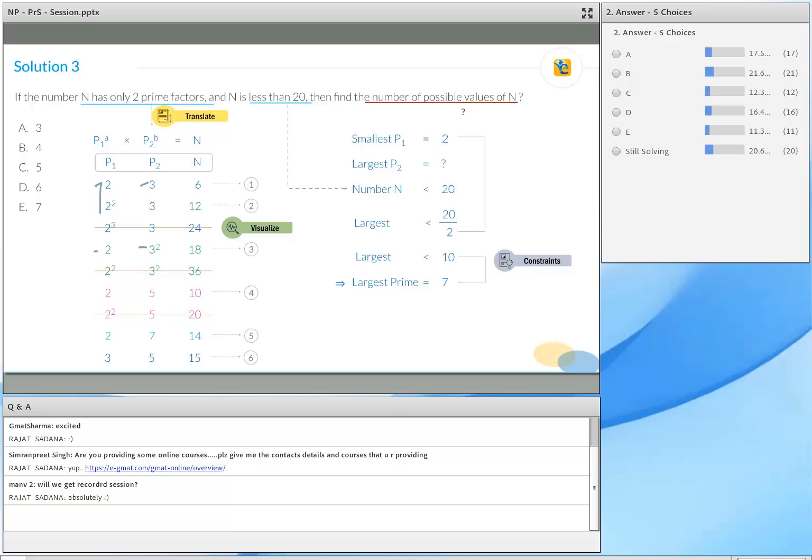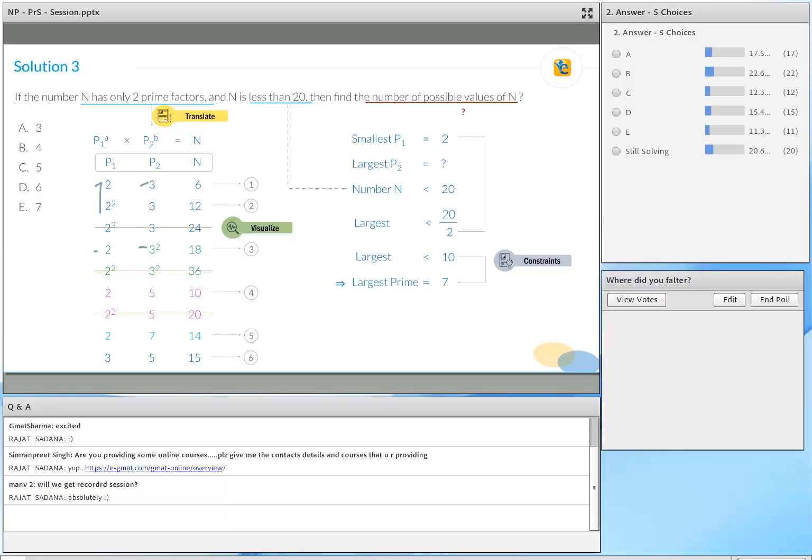Okay. Now tell me, which of the steps did you falter at? And I know that you may have faltered at multiple steps. So let me edit the poll and change it to multiple answers. So you see here, translate, visualize, and constraints. Which ones did you falter at? Translate is the biggest one. Visualize as well, and constraints also. But translate and visualize are the ones where you faltered the most.